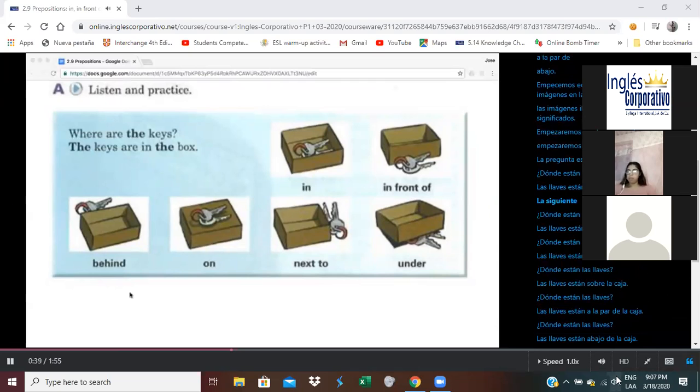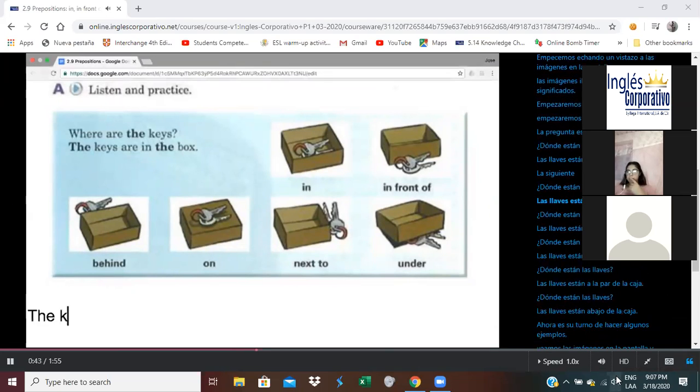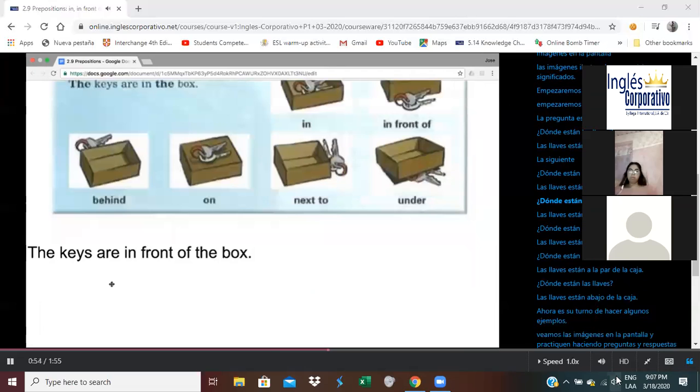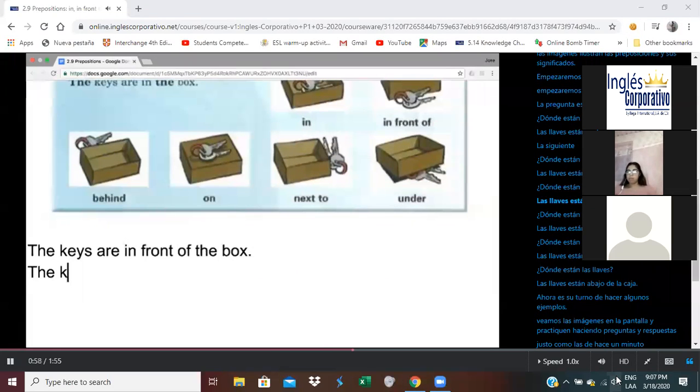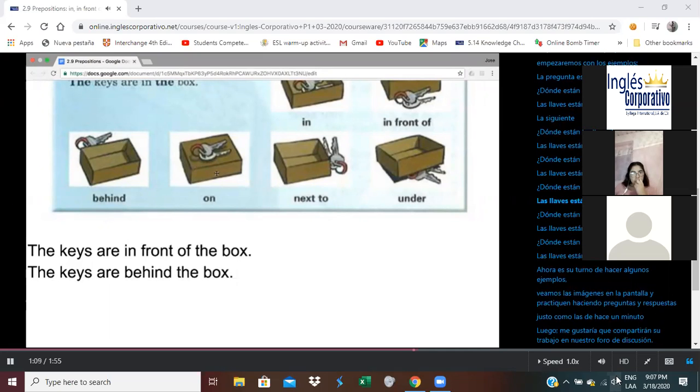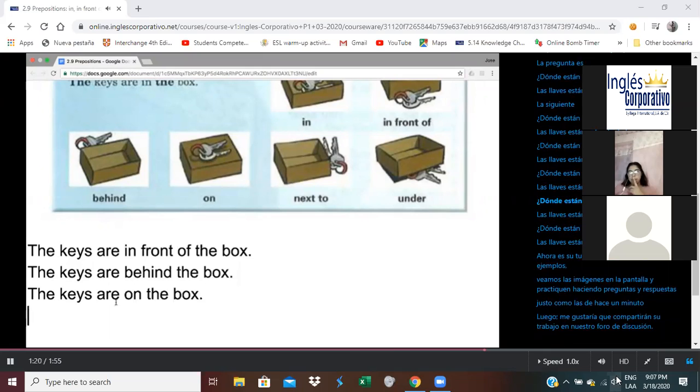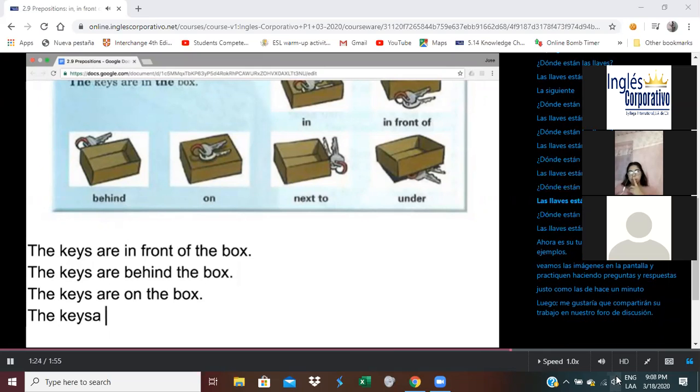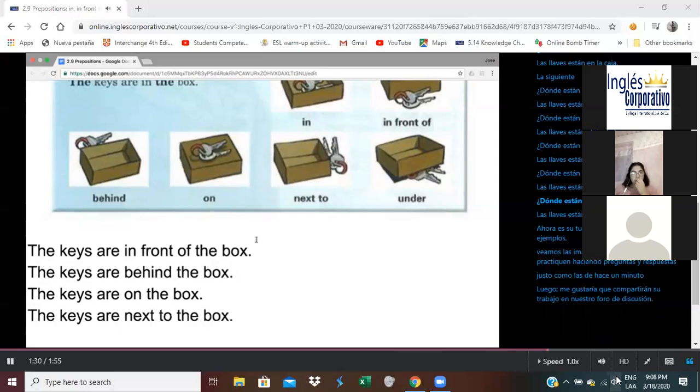The next one. Where are the keys? The keys are in front of the box. Where are the keys? We can see the keys are behind the box. Where are the keys? The keys are on the box. Where are the keys? The keys are next to the box. Where are the keys? The keys are under the box.